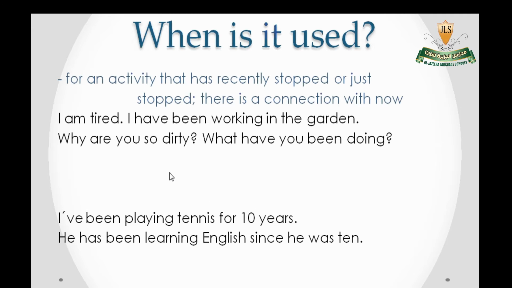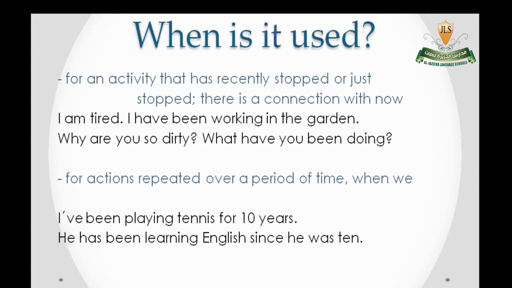The other way I can use it: see this example. I have been playing tennis for 10 years. He has been learning English since he was 10. So here it is used for actions repeated over a period of time, when we want to say how long. So again, I use the present perfect continuous for two things: for an activity that has recently stopped or just stopped, but there is a connection with now, and for actions repeated over a period of time when we want to say how long.